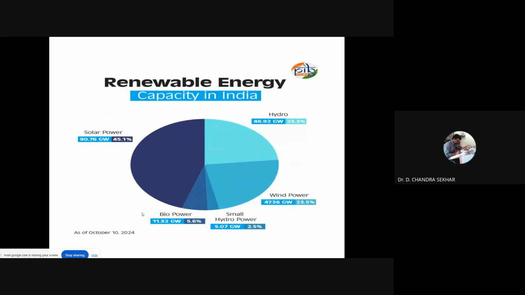So this is the energy shared by the various renewable plants. Hydro is around 46.92 gigawatts. Wind is 23%, small hydro is 2.5%, bio is 5.6, whereas solar is 45. So if we go with the last 5 to 10 years of data, year by year, the energy produced by solar and wind is increasing.